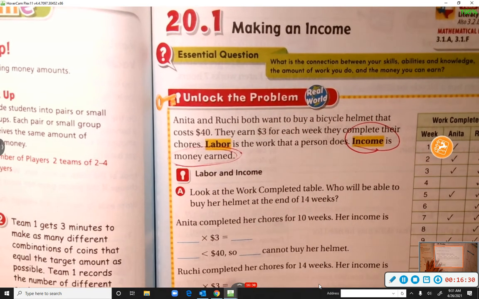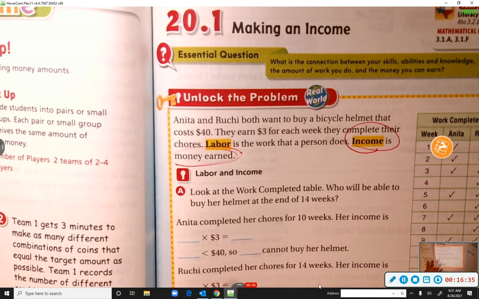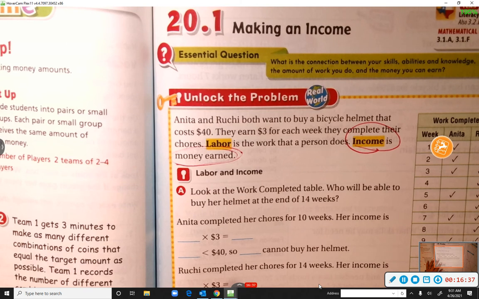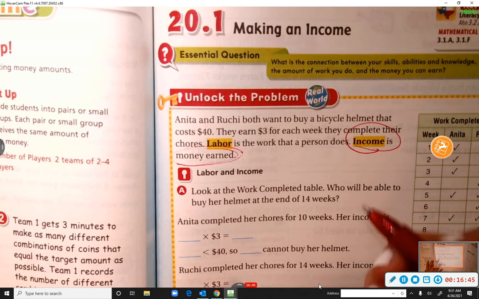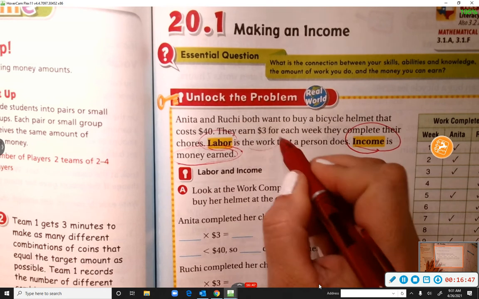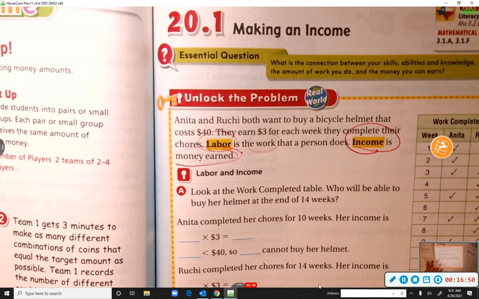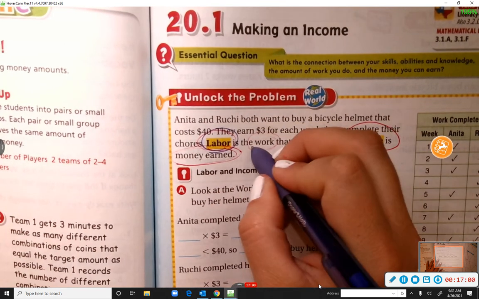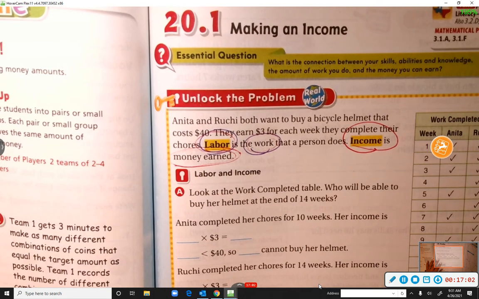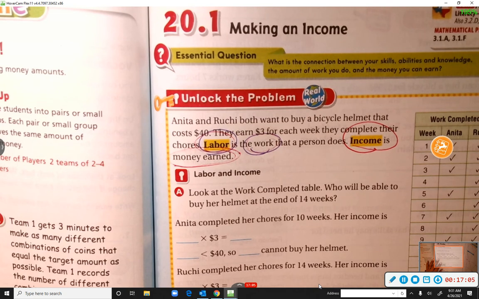Okay? How can you earn money? Kelsey? You can earn money by doing a job, working, and like your chores. Okay, good. Work is how people earn money. Okay? Another word for work is labor. So when you hear that word labor, all that means is work. Labor is the work that a person does. Income is the money you earn.